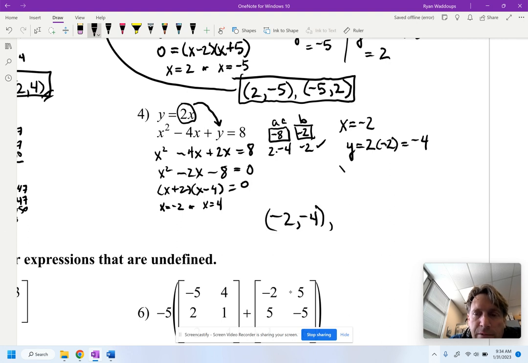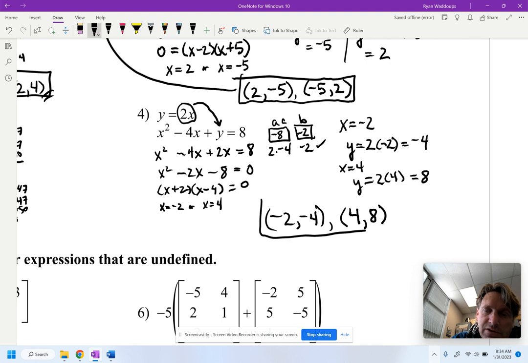And then what happens when x equals 4? Well, y equals 2 times x, or 2 times 4. So 2 times 4 is 8. So the other solution is at 4, 8. And those two solutions are what we're looking for.